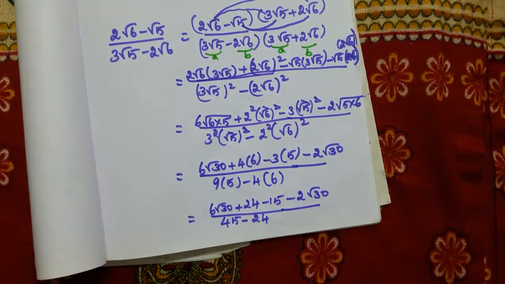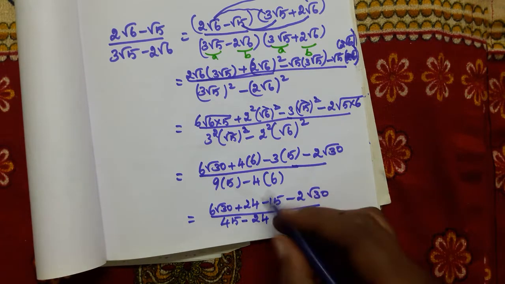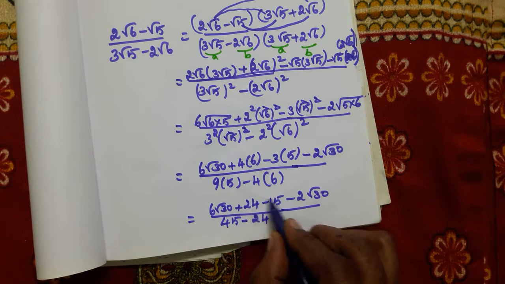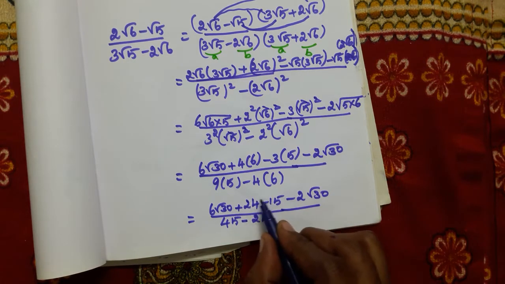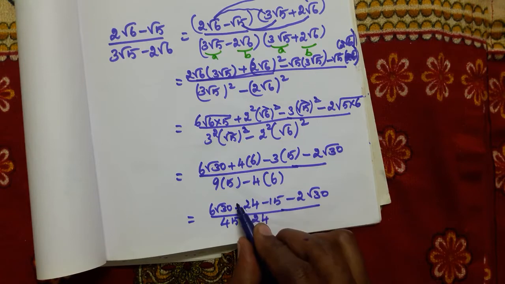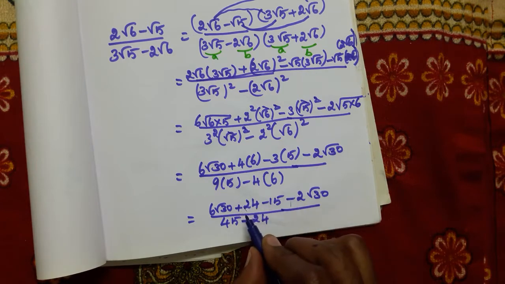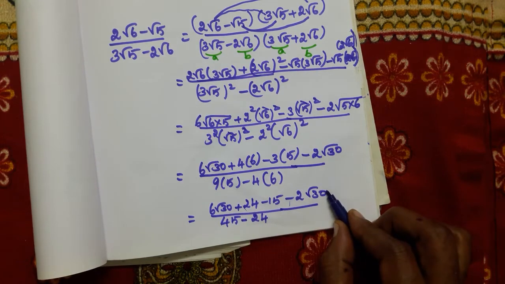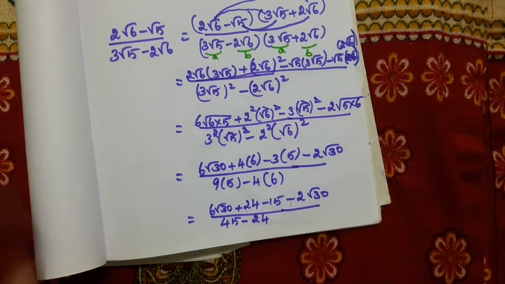Here, what we have to do? We have to add the rational part, the rational numbers, together. Next, the irrational part together we can add. So what are we getting?